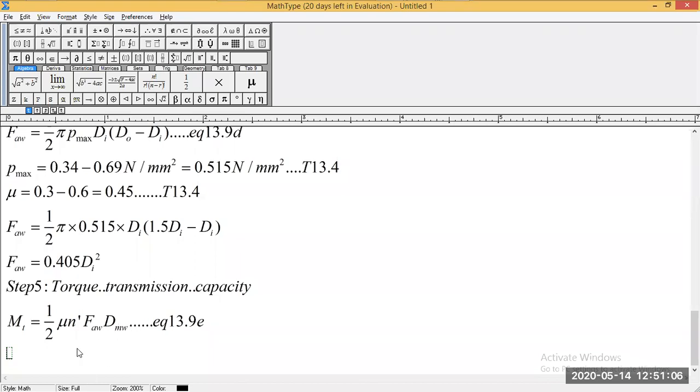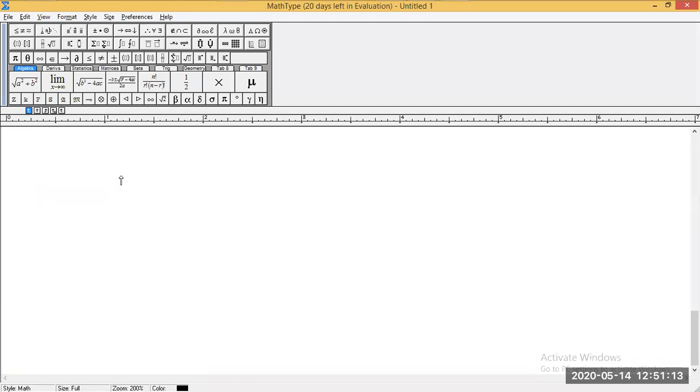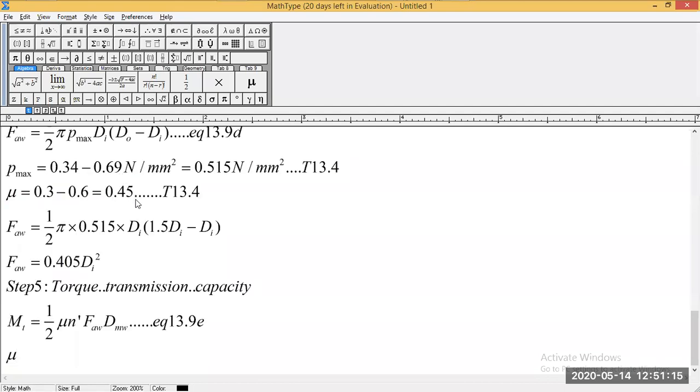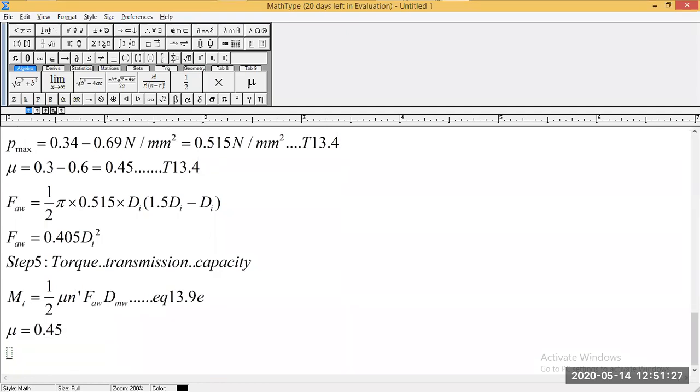Right. So we know mu is this value here, 0.45, just an average of that. You can choose any value in between, not mandatory that you take an average only. Then n dash. N dash is the number of friction surfaces, pairs of friction surfaces. So you have only one pair, one friction lining with that steel. So n dash is 1.